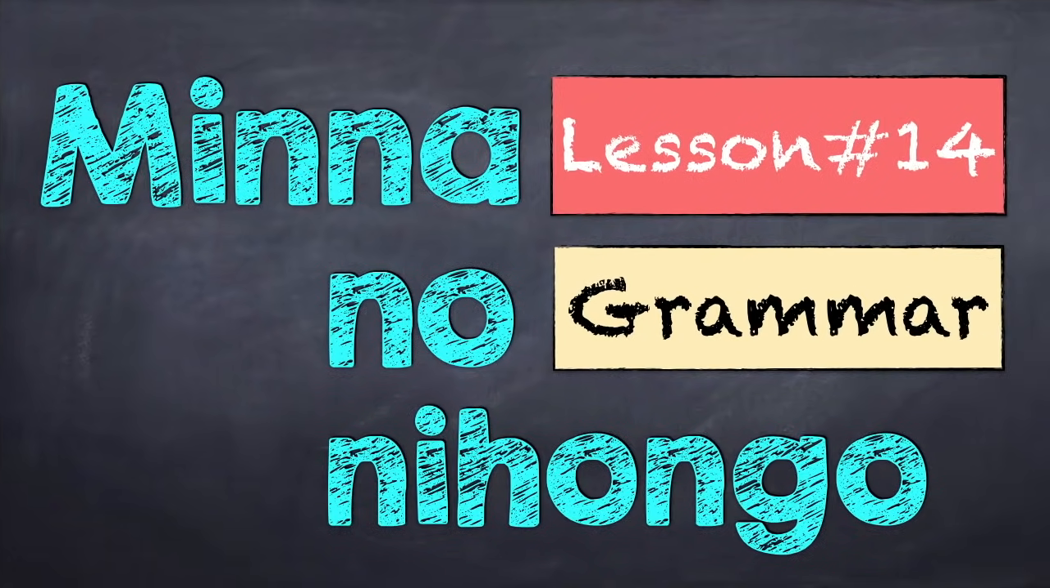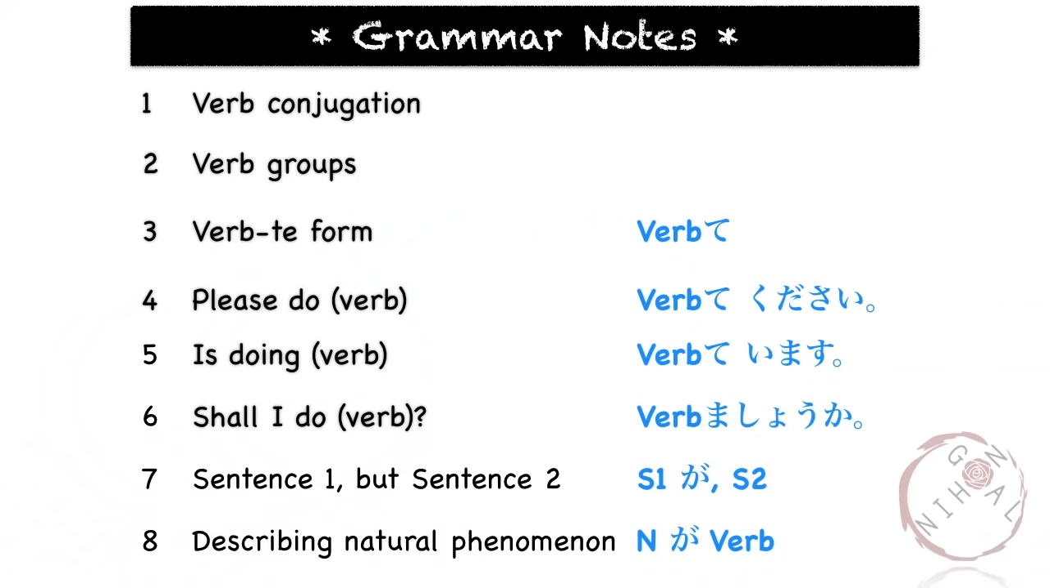Konnichiwa! Welcome back! In this video, we will learn new Japanese grammar from the Minna No Nihongo Textbook, Lesson 14. Here, we will learn verb conjugations such as the te form of the verb and how to use them in a sentence. それでは始めましょう。Here are the grammar points that we will learn in this lesson.